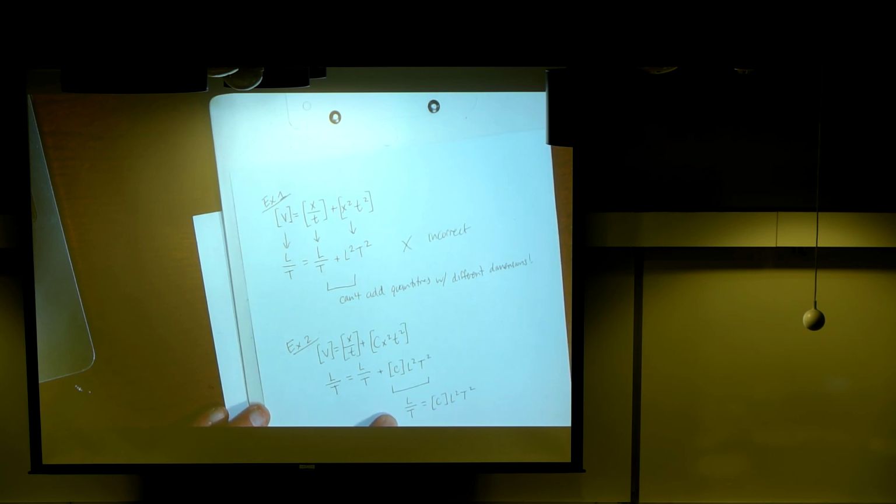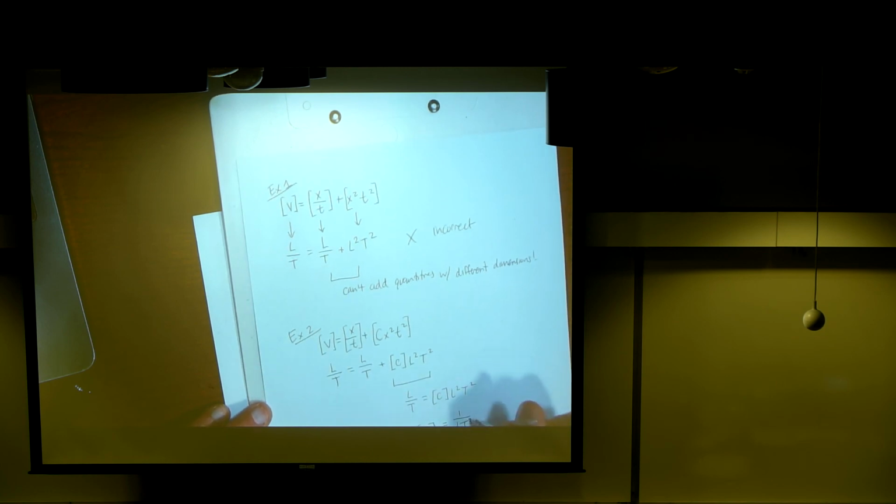equals length over time. So the dimensions of that constant c better be, just divide out L squared and divide out T squared. We're going to get 1 divided by L, and then if I put the t squared on the bottom along with this t, it's t cubed. So whatever this thing c is, it better have dimensions of 1 divided by length times t cubed. Okay, that's the idea here.